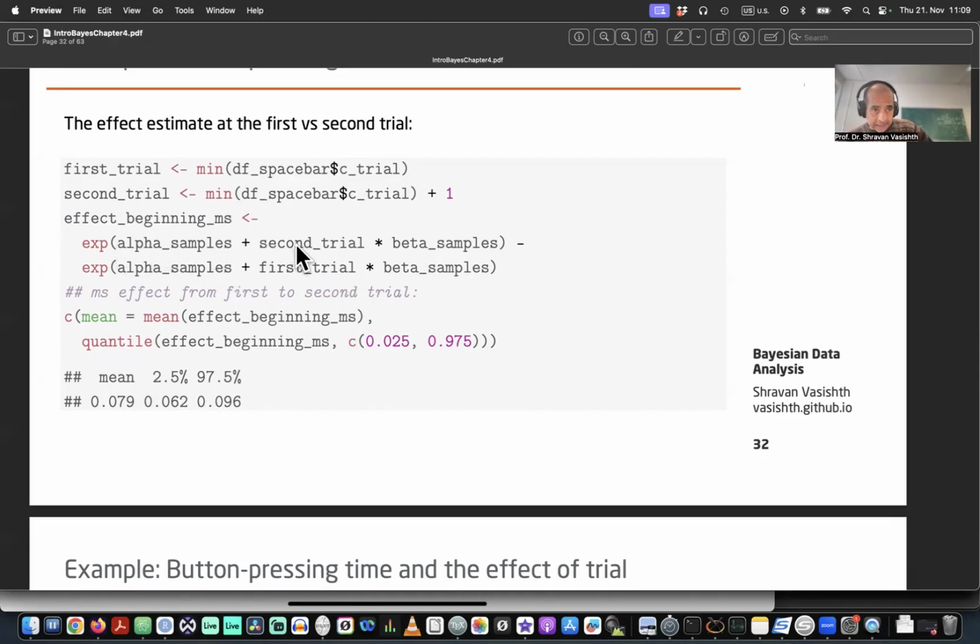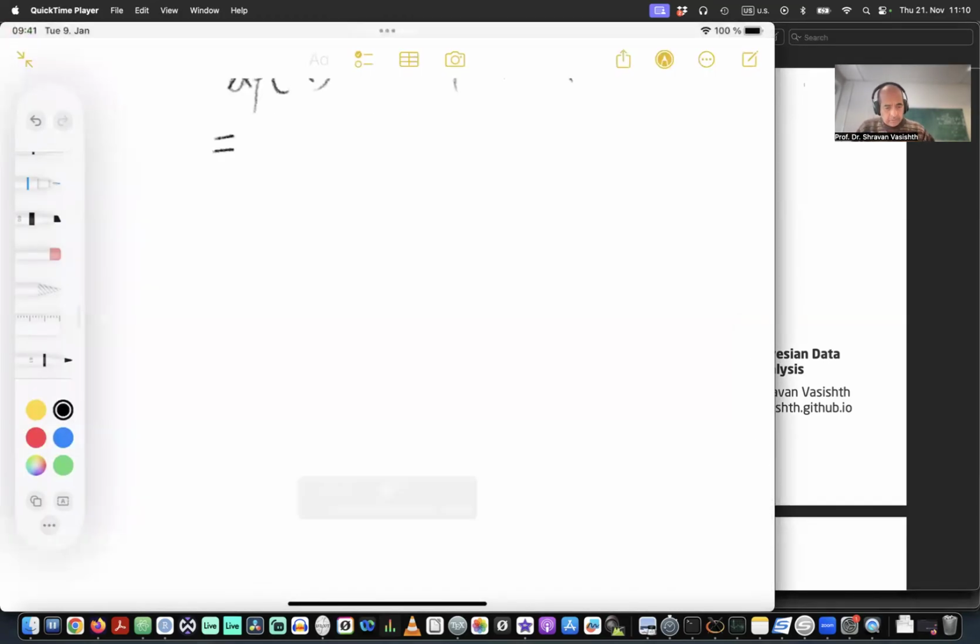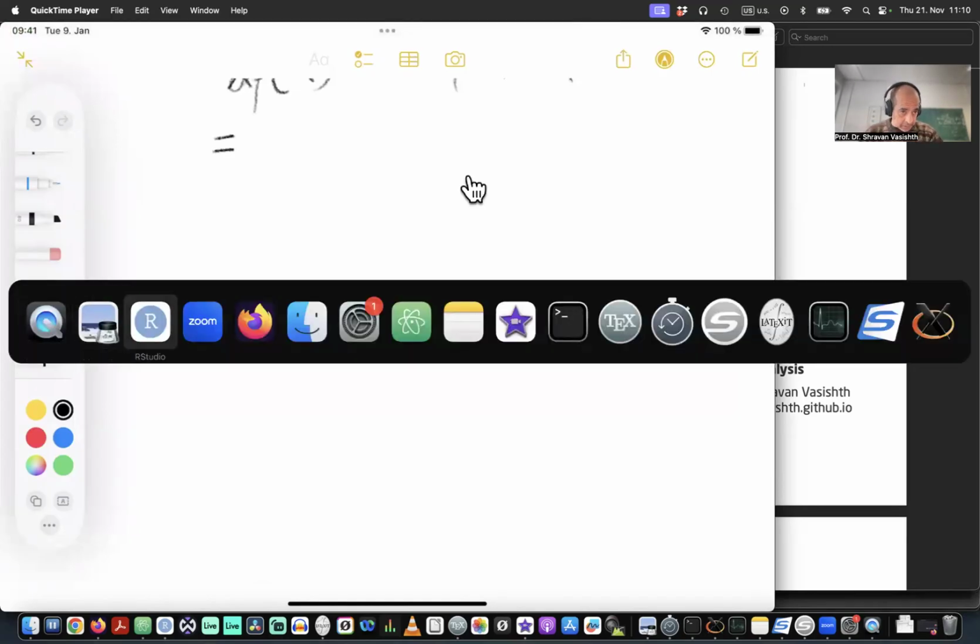So this first line here is taking the alpha samples plus the beta samples and multiplying them with the numerical value, whatever this number is, right? And so let me do this by hand. Let's actually do this, okay? Let's just do this.